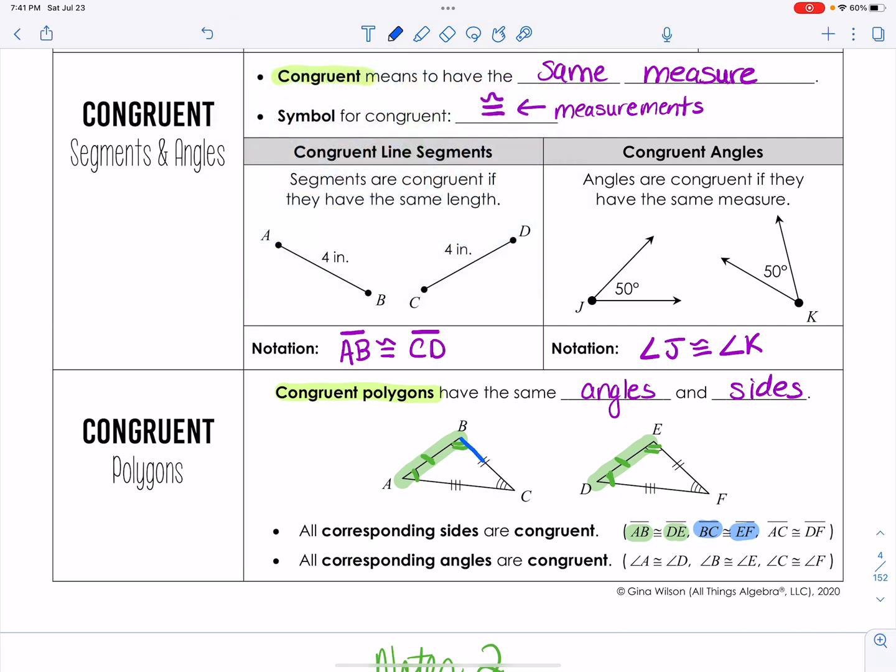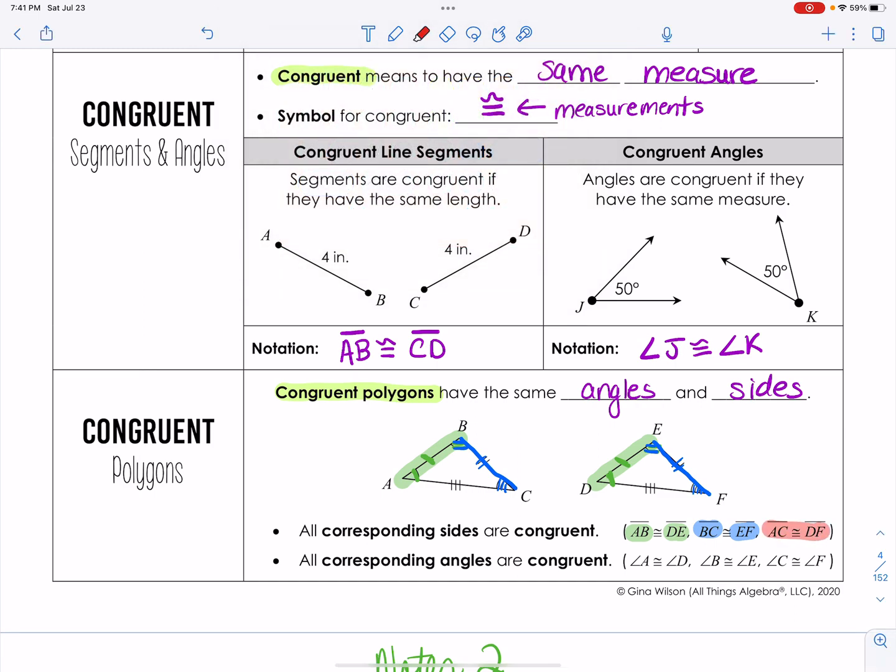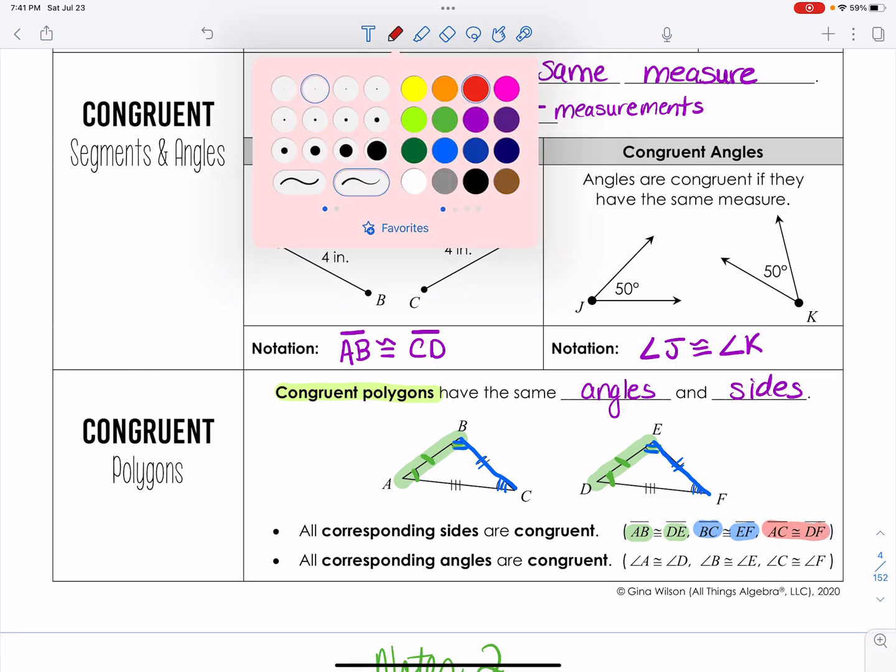So if I start at B, BC is congruent to EF. And that's what these 2 little lines are saying: they're congruent. I can also see that it starts with B, that is congruent to that. They're the same number of lines. And then there's 3 lines here at C and 3 lines here at F. Okay, and then the last one is saying AC is congruent to DF.